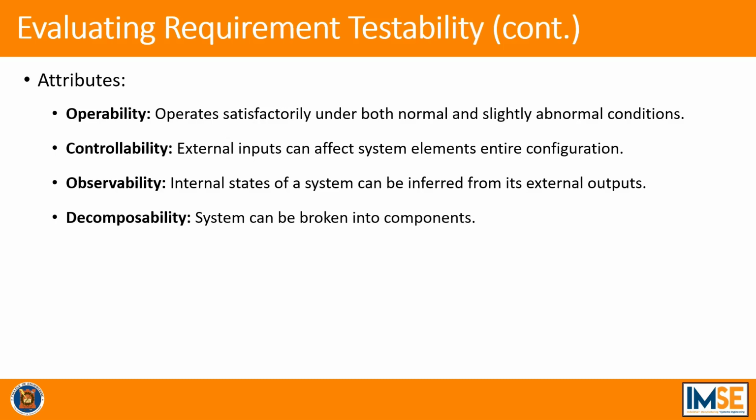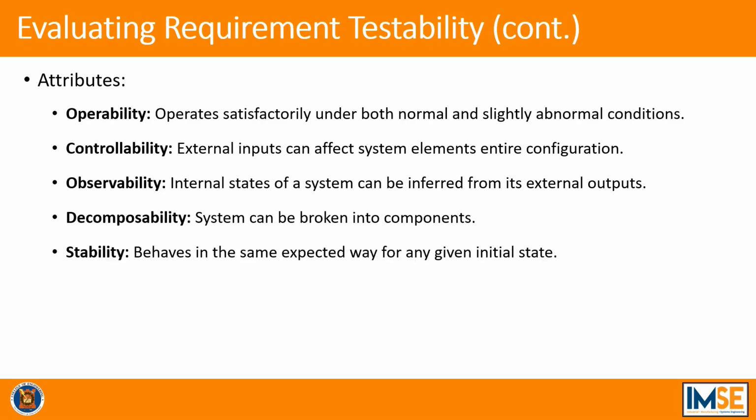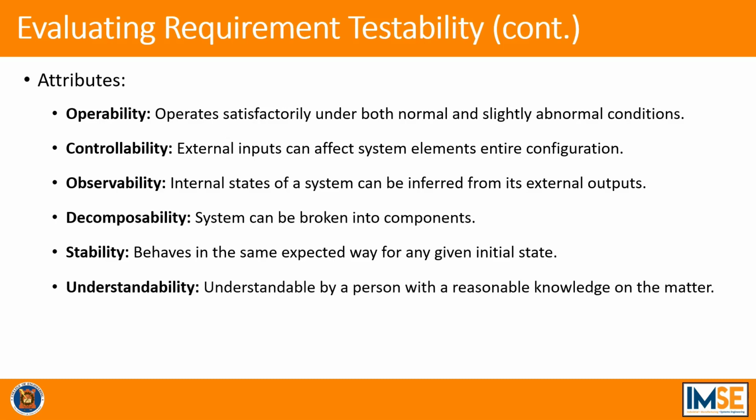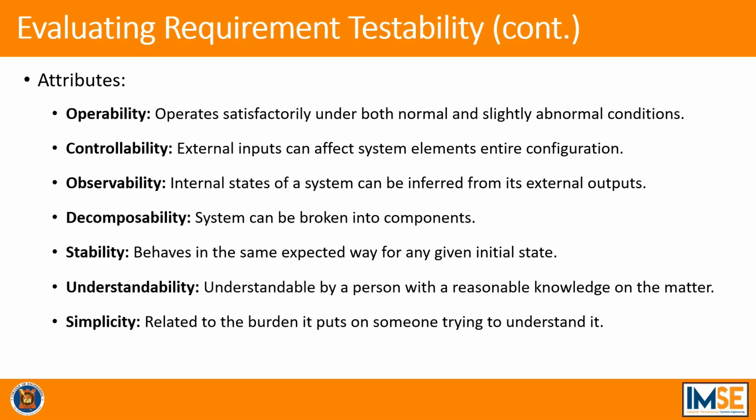Composability relates to the ability to be broken into components or basic elements. Stability is the capability of a system to behave in the same way and produce the same expected sequence of outputs for any given initial state and a specified sequence of inputs. Understandability is the capability to be understood by a person with a reasonable knowledge of the subject matter. And simplicity, which is related to the burden it puts on someone trying to understand it.